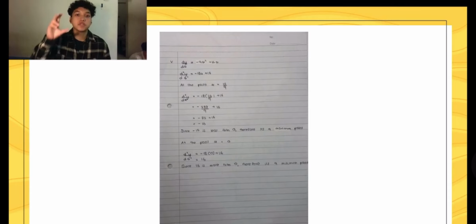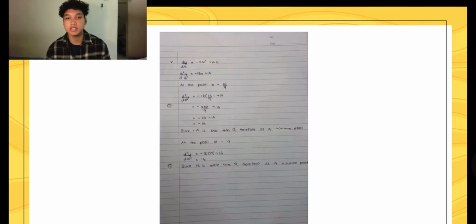Then we need to put the value of x into the second differentiation. So it will be like this: -18 in the bracket, -16 over 9, plus 16. Then after we do the equation, the final answer will be -16. Since -16 is less than 0, therefore it's a maximum point.